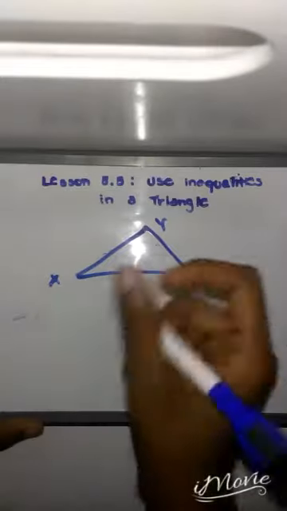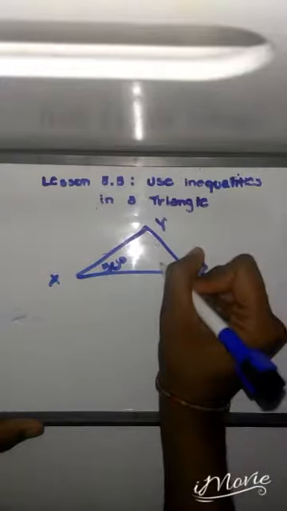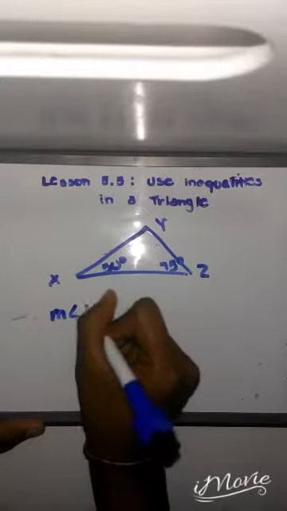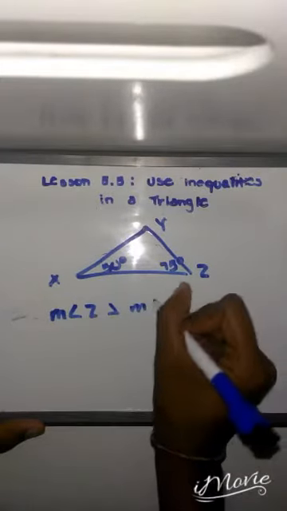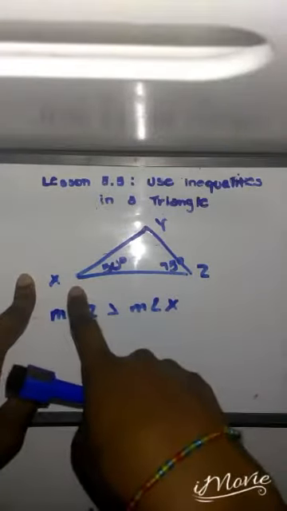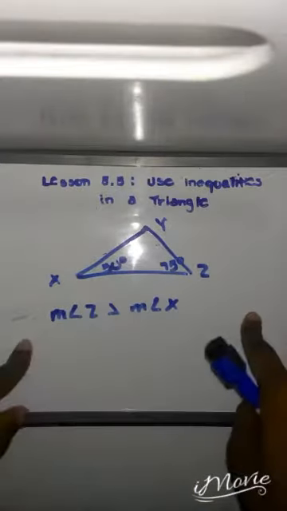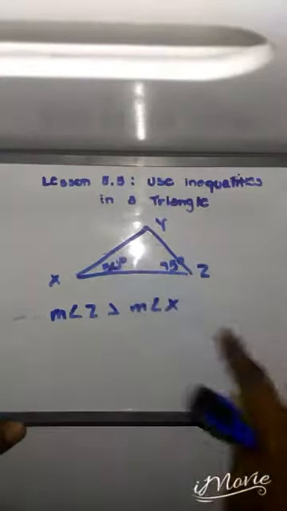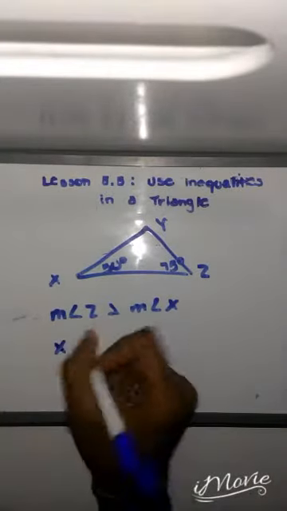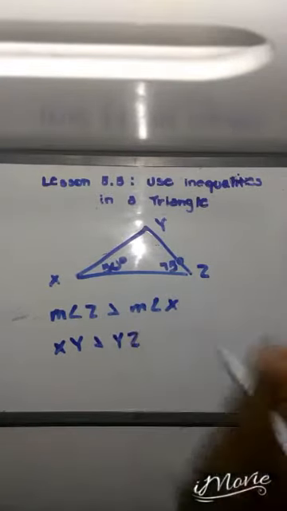We'll make angle X 50 degrees and angle Z 75 degrees. The measurement of angle Z is greater than the measurement of angle X. Because angle Z is greater than angle X, the side length opposite Z is greater than the side length opposite X. In this case, the side length opposite Z is XY, and the side length opposite X is YZ. That means the side length XY is greater than the side length YZ.